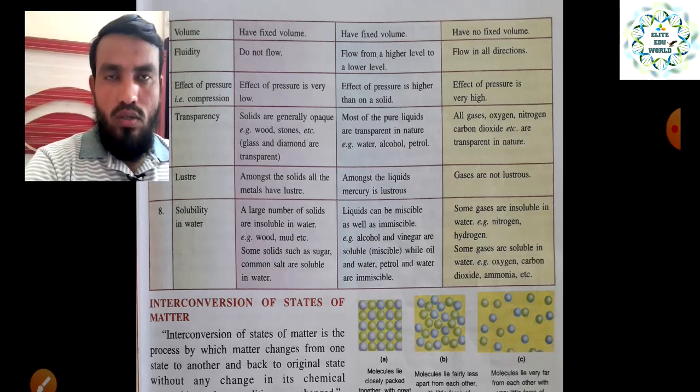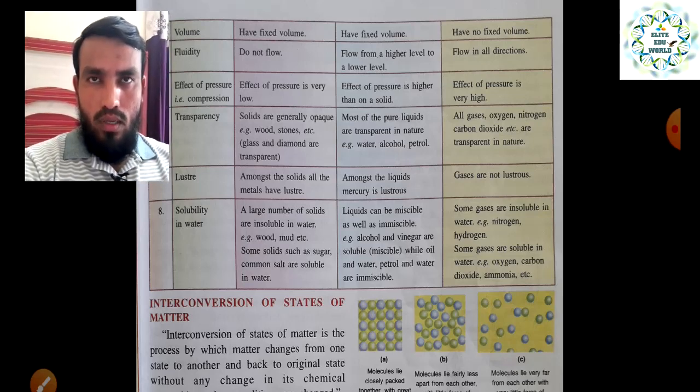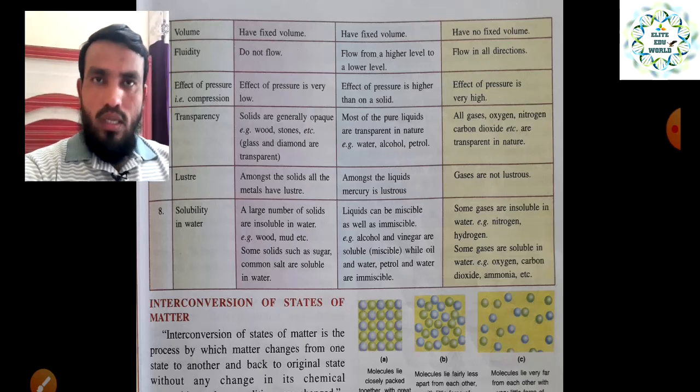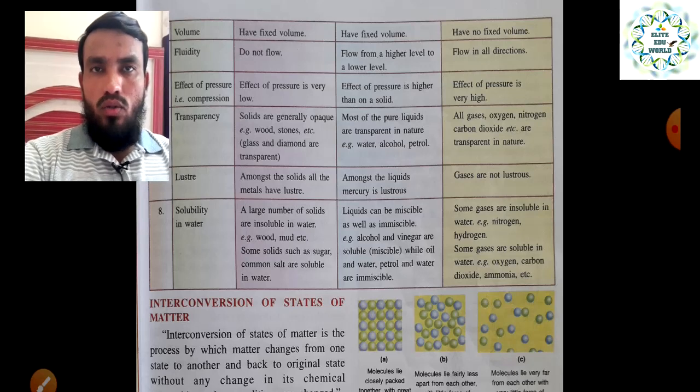which of solid, liquid or gas can be soluble in water or not. A large number of solids are insoluble in water, for example wood, mud and stones. Some solids such as sugar and common salt are soluble in water, right. So normally solids are insoluble in water, but taking the example of salt and sugar, they can dissolve in water, right. Then we take the example of liquids.